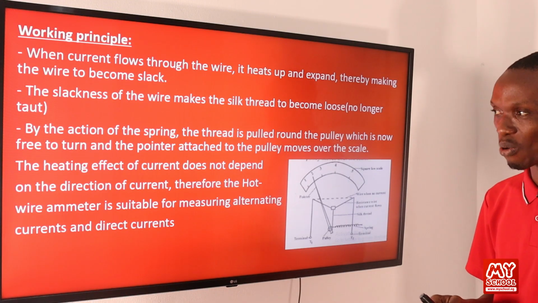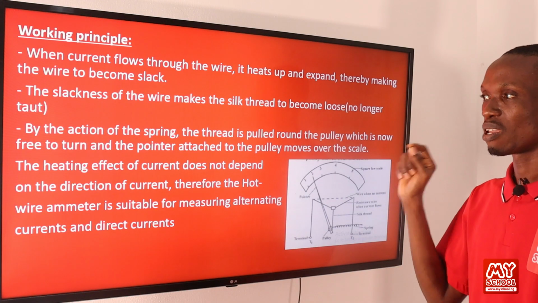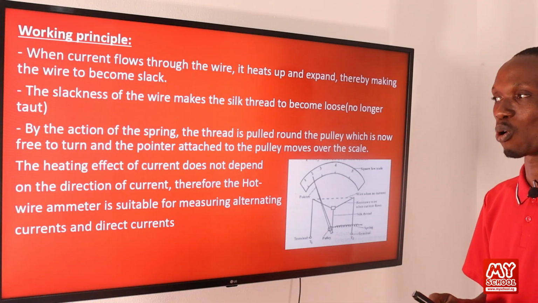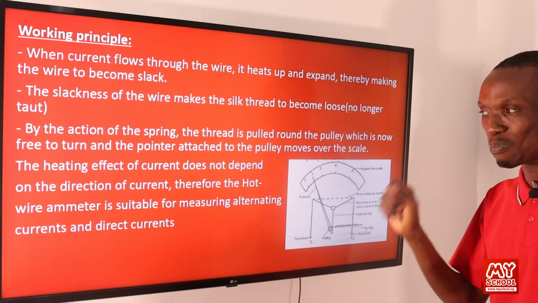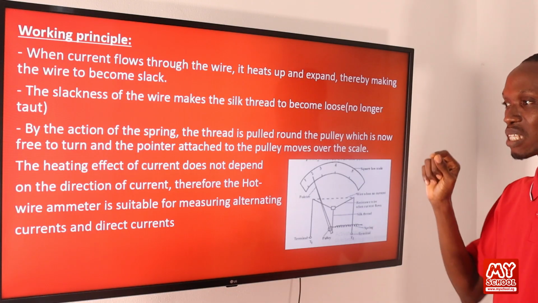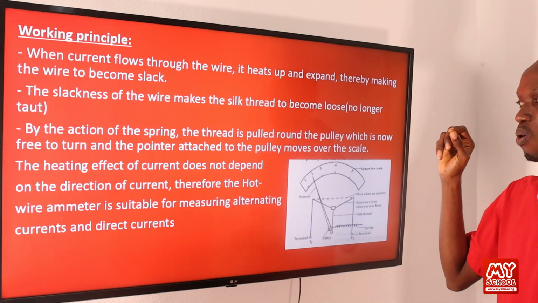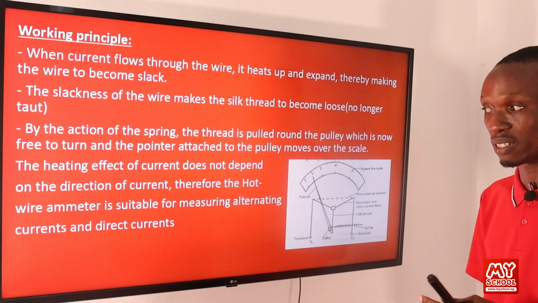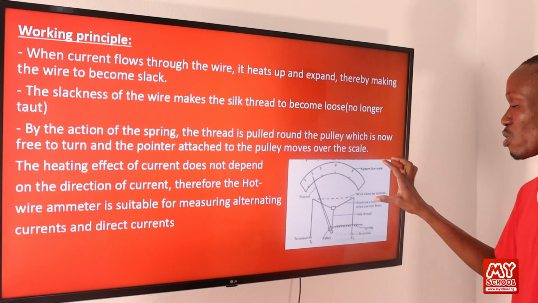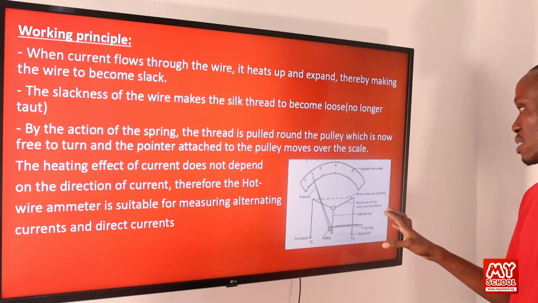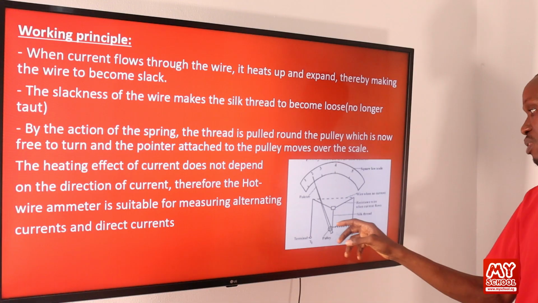The heating effect of the current does not depend on the direction of the current, and this is very important to take note of. Therefore, the hot wire ammeter is suitable for measuring alternating current and also direct current. So we can use the hot wire ammeter to measure both AC and DC. This is just the diagram of the hot wire ammeter, and this is the square law scale. This is the wire, this is the pointer, this is the spring, this is the pulley, and these are the terminals.